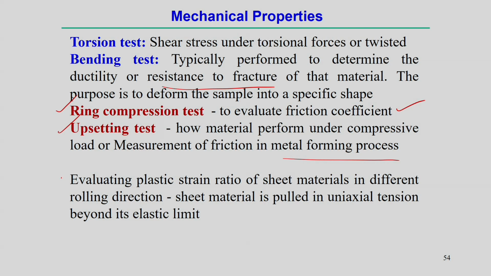And then apart from that, evaluating the plastic strain ratio of sheet material in different rolling directions is that type of property we sometimes need to evaluate, which is relevant to the metal forming process and basically the sheet metal forming process. So, the sheet metal is pulled in uniaxial tension beyond its elastic limit, and we can find out the strain ratio in different directions, which is a very important parameter in the case of sheet metal forming.